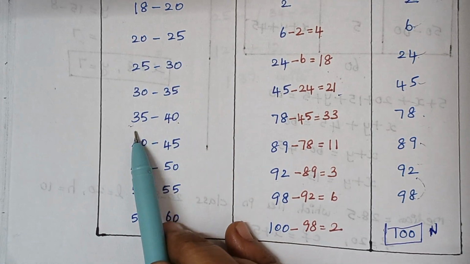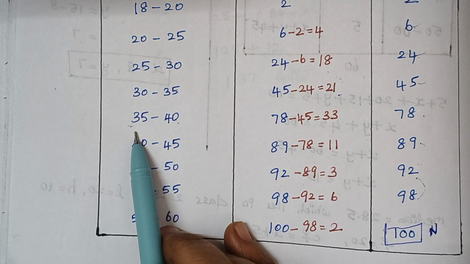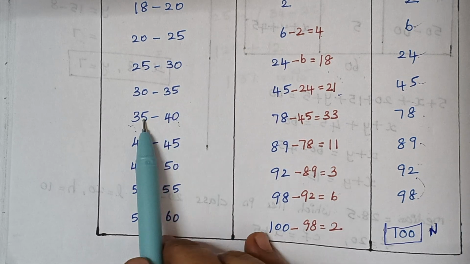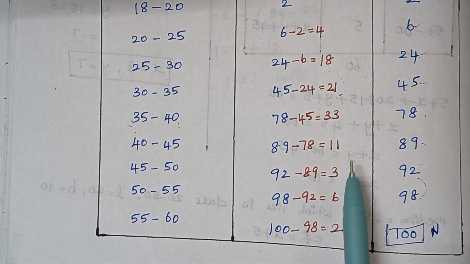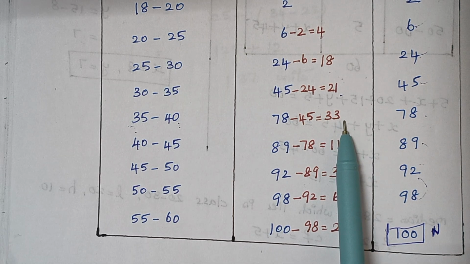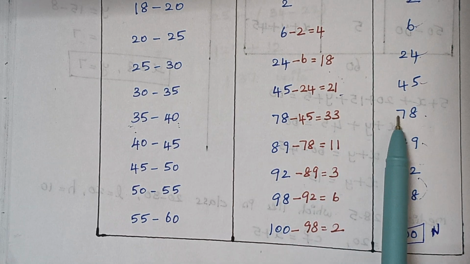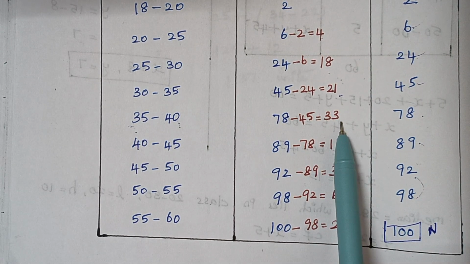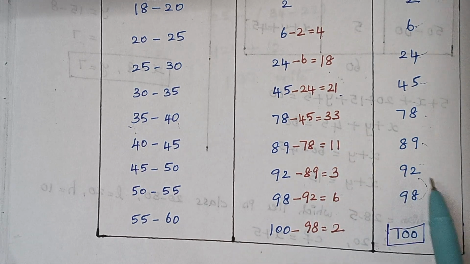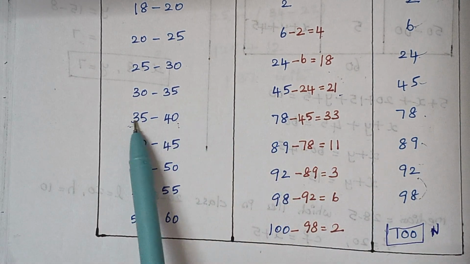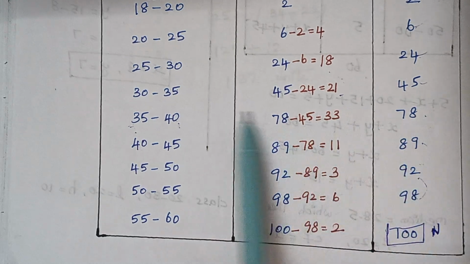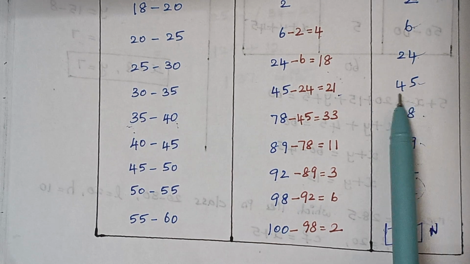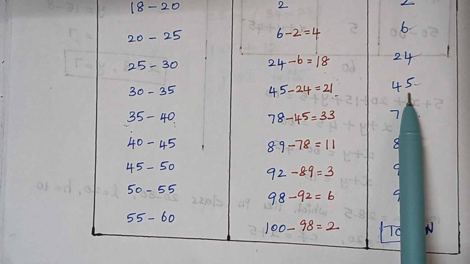What is the value of L here? The value of L is 35. What about the value of h? The value of h is 5, as 40 minus 35 gives you 5. Then we consider the value of f. Here the value of f is 33. And what about the cumulative frequency? You have to consider the cumulative frequency prior to this row. So here the value is 45, right?